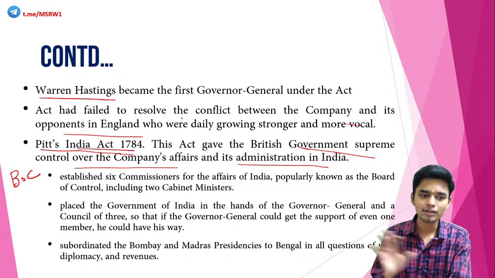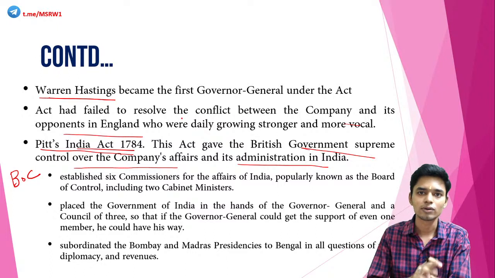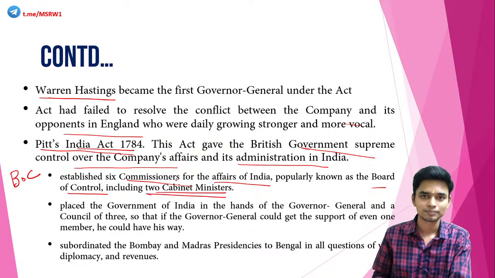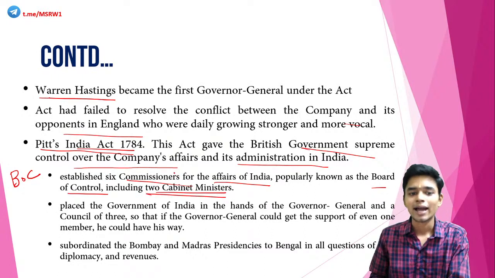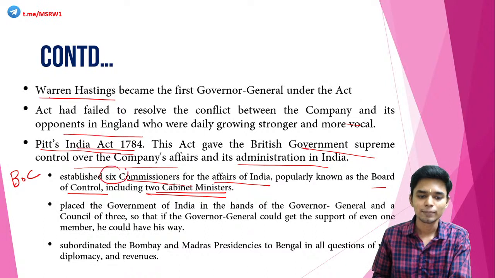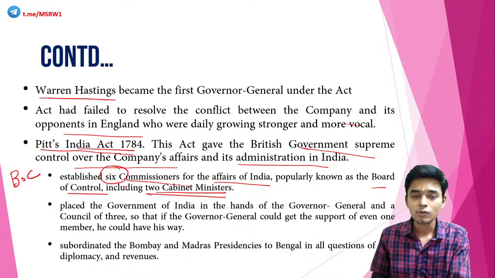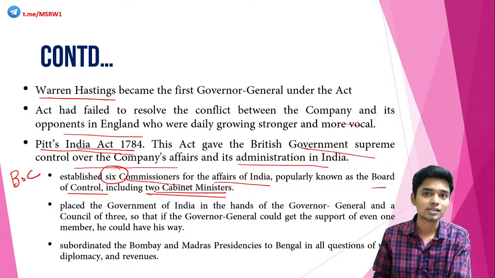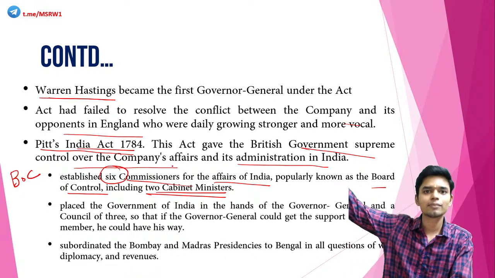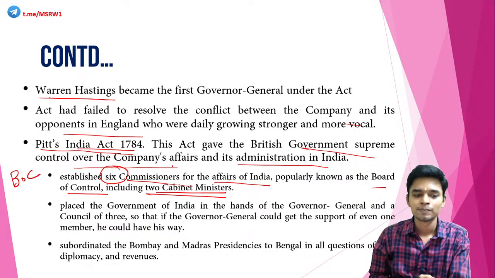The most important one, the establishment of the Board of Control, I have already mentioned. Some of the other important things that happened is the establishment of 6 commissioners for the affairs of India, popularly known as the Board of Control, including 2 cabinet ministers. Okay, the BOC actually had 6 commissioners, and out of these 6, 2 were cabinet ministers. Cabinet ministers means the highest ranked ministers in the British Parliament.